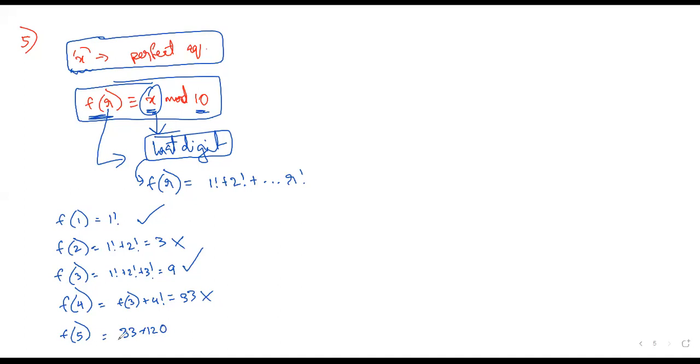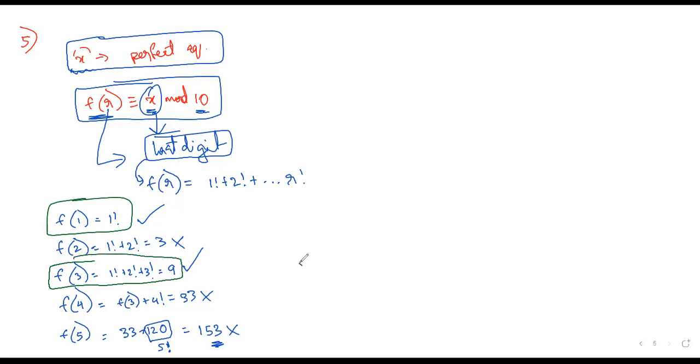See, the point is, after this, 5 factorial and all the factorials after it are going to have 0 at the end, which means the last digit is always going to remain 3 from here onwards. And as long as the last digit is 3, we know that 3 is not a perfect square. So you'll never ever get a solution. Therefore, this only has two solutions, which is r equal to 1 and r equal to 2. That's the fifth question.